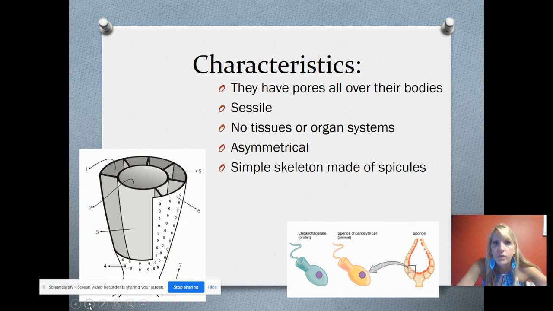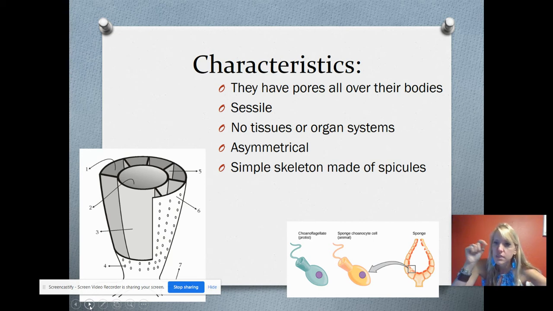Okay, so the characteristics of sponges. Sponges are in phylum Porifera. Get it? They have pores, phylum Porifera. And sponges are the examples. There are lots of different types of sponges, but they just call them sponges. So they're sessile. What sessile means is that they don't move as an adult.